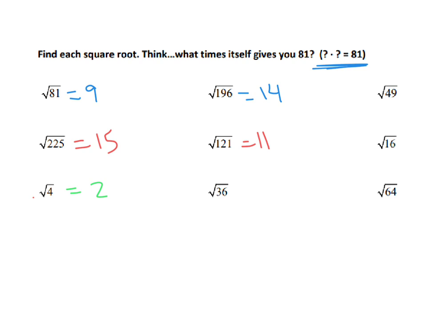Square root of 36 is 6. 6 times 6 will give you 36. Square root of 49 is 7. Write that down there. 7 times 7 will give you 49. Square root of 16 is 4. 4 times 4 will give you 16. And the square root of 64 would be 8. 8 times 8 will give you 64.